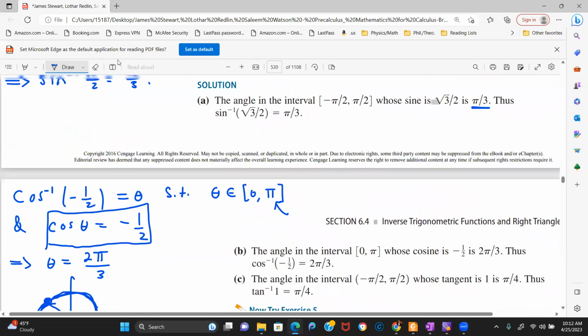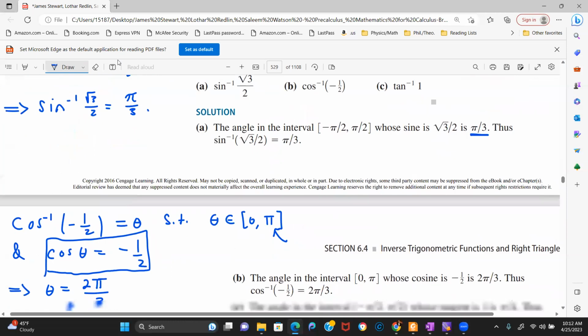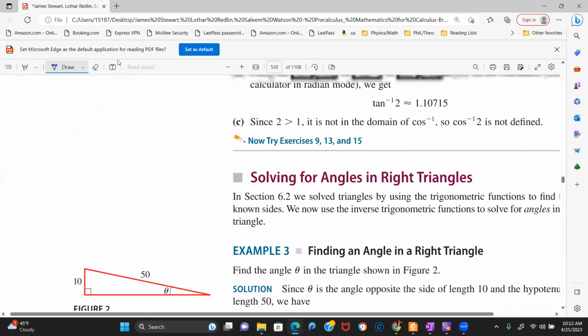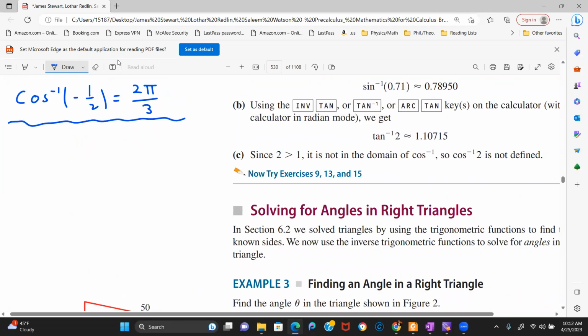All right, and the last one is tan inverse of 1. So tan inverse of 1 is going to be some angle theta such that theta is between negative pi over 2 and pi over 2.